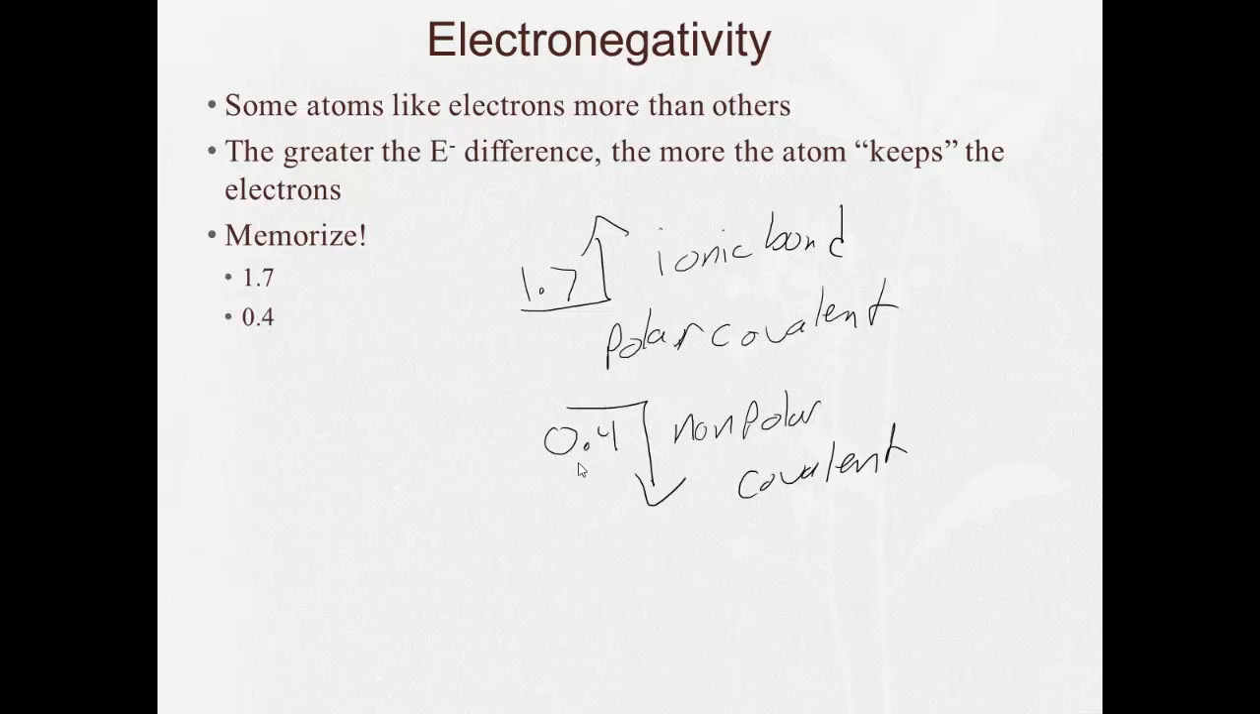Usually I'll just say if it's 0.4 or less, nonpolar; 1.7 or more, ionic; between, polar. Remembering that polar and nonpolar is always talking about covalent bonds. And where do we get these electronegativities? Well, we're just going to look them up on our reference table. Remember to look in the electronegativity column, not the ionization energy column.